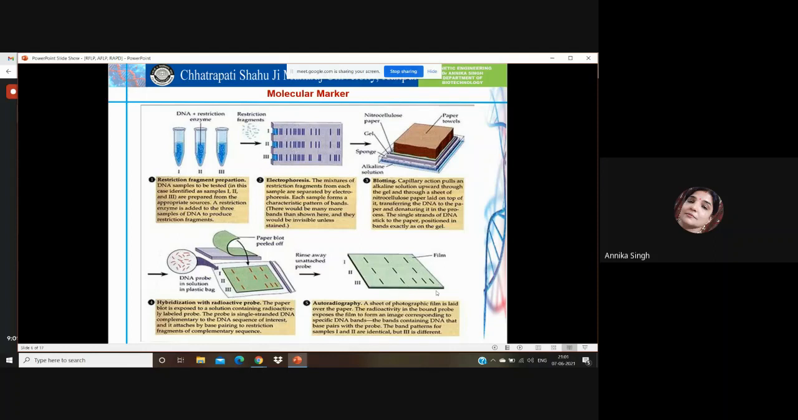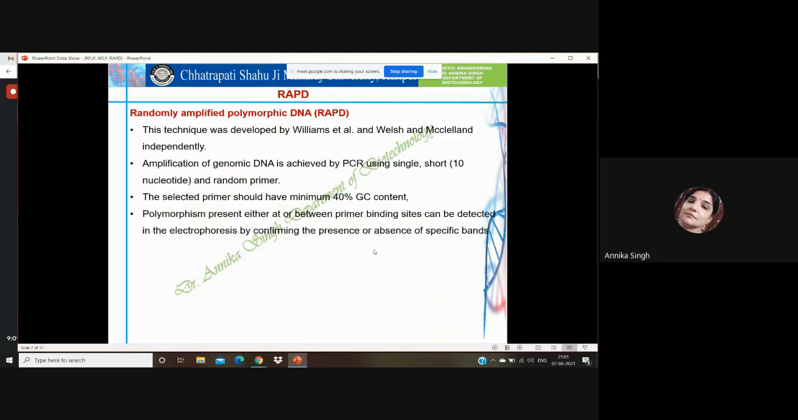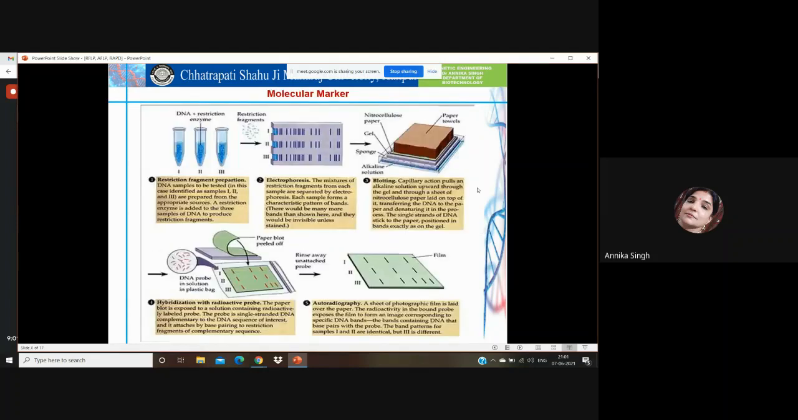From this picture, we can see that the third sample shows variation from samples 1 and 2. Samples 1 and 2 are the same, while the third sample is different. So this is all about RFLP, that is restriction fragment length polymorphism, which is a non-PCR based marker, or you can say a hybridization based marker. This is the only hybridization based marker which is used nowadays.